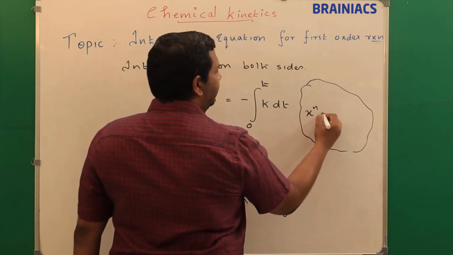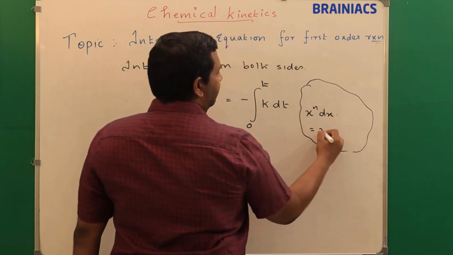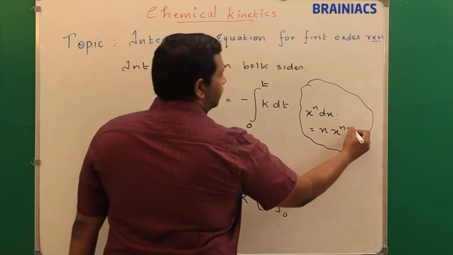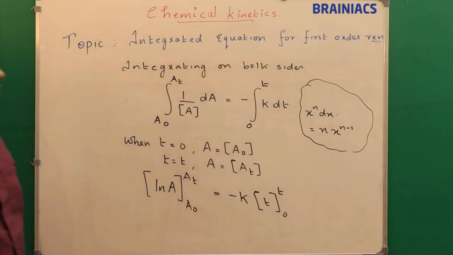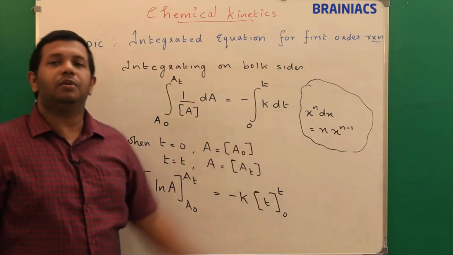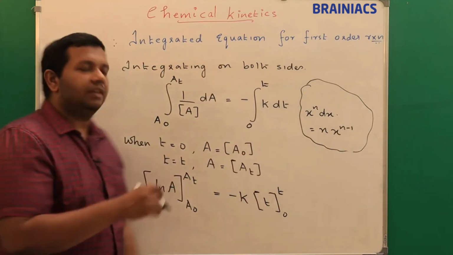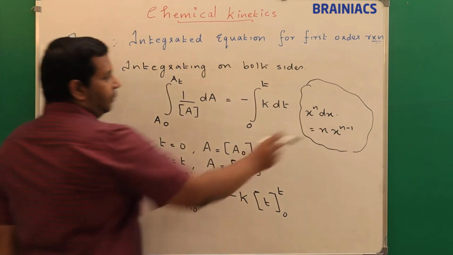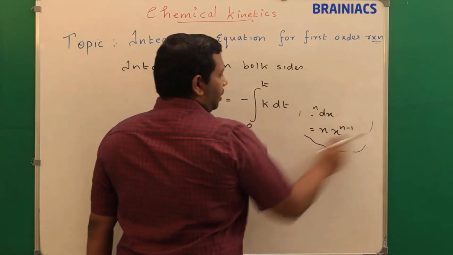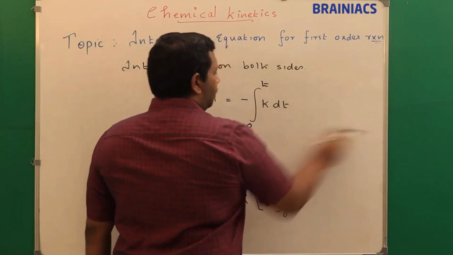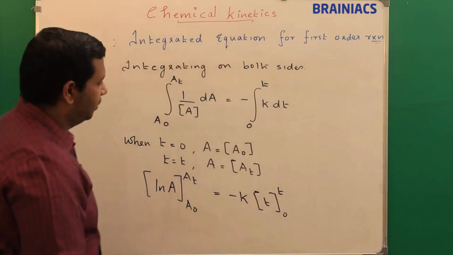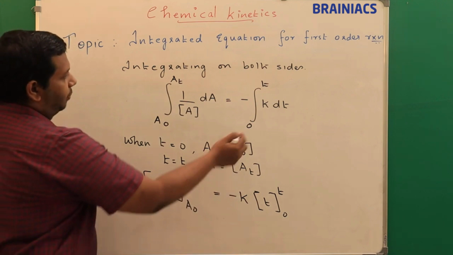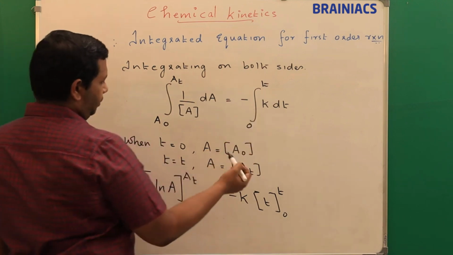x raised to n dx. Integration. Answer is n into x raised to n minus 1. This is in differentiation. If you differentiate x raised to n, this will become n into x raised to n minus 1. If you integrate it, it will become x raised to n plus 1 divided by n plus 1. Okay, so I hope you got a fair idea. Now I hope you understood how the t is coming here. Correct? Okay, so up to now we have done up to this point.